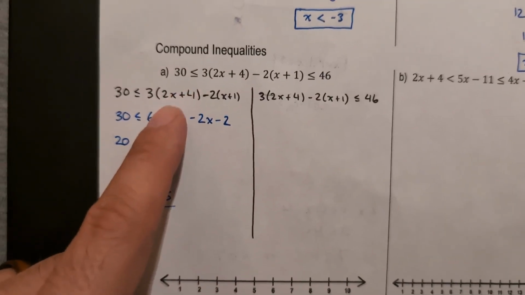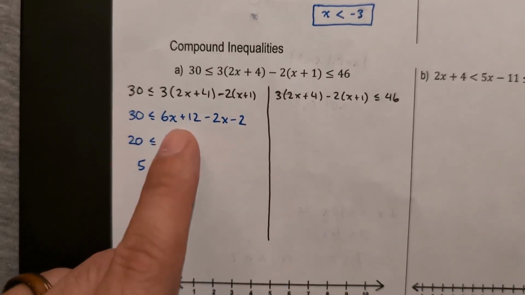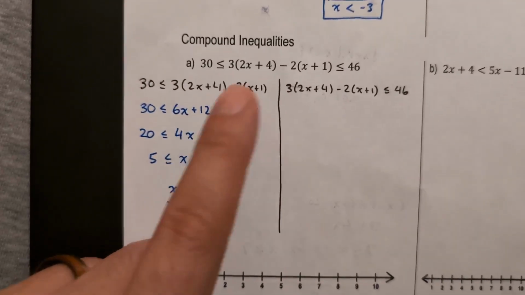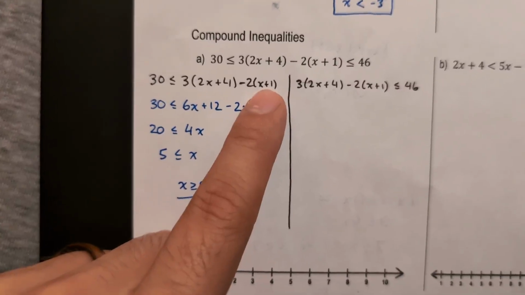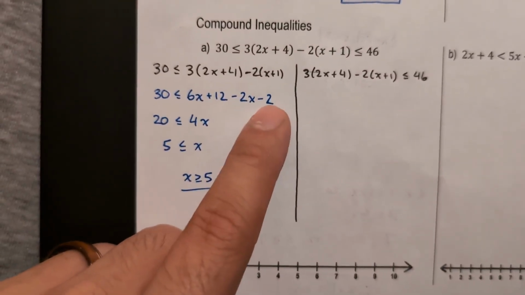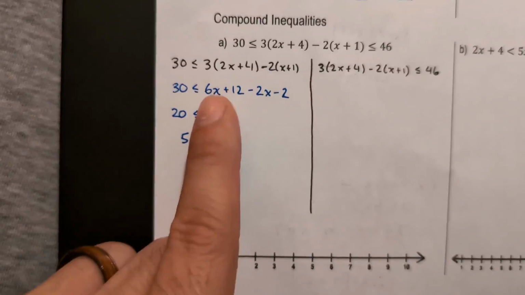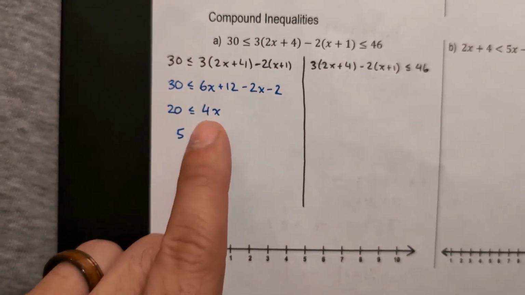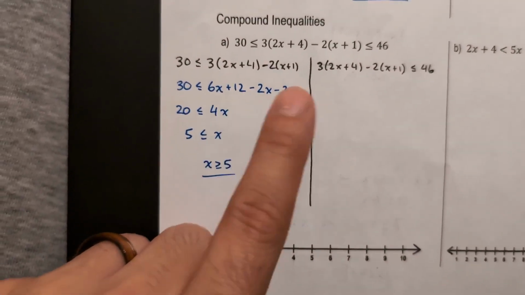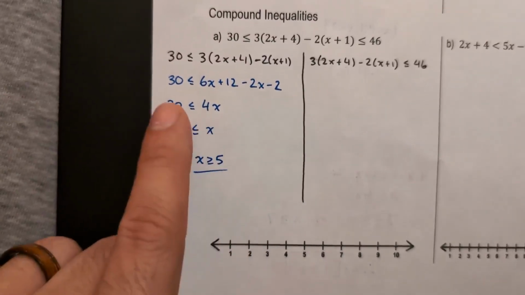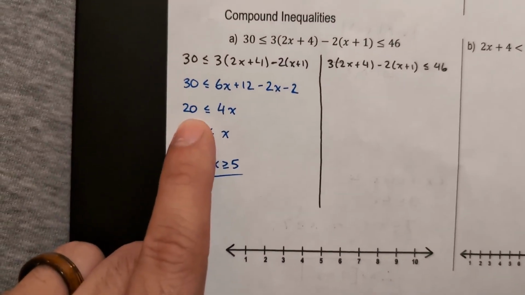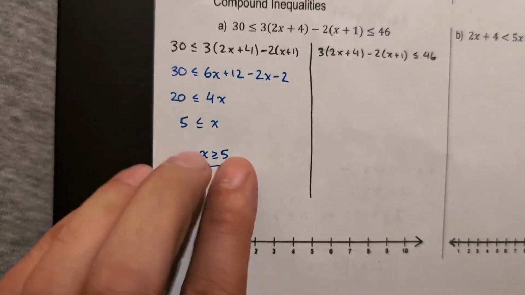And so we can expand out our brackets. 3 times 2x plus 4, we get 6x plus 12. Minus 2 times x plus 1, we get minus 2x minus 2. Collect our x's: 6x minus 2x is 4x. 12 minus 2 is 10. Subtract 10, we get 20. And then divide both sides by 4.